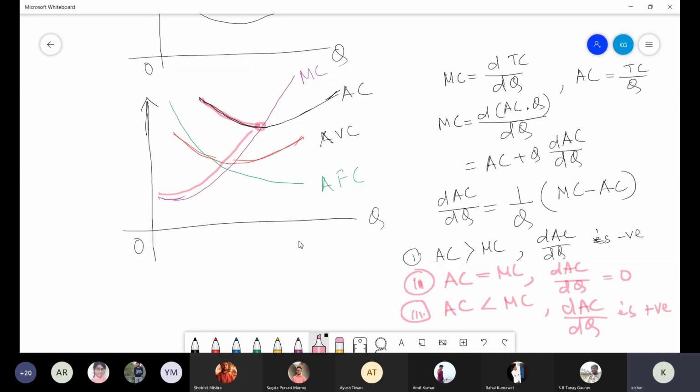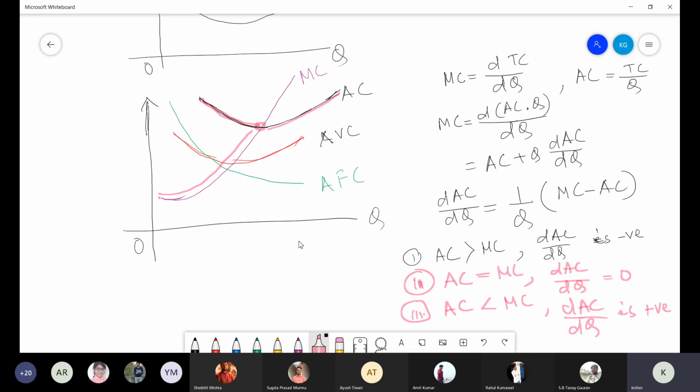After that one, the MC curve cuts your average cost curve. So MC is for a different level of Q. For any value of Q, the MC value is more than AC. And ultimately, what is happening immediately? Your AC curve becomes positively sloped. Beyond that one, the AC slope is positive. So these are three possibilities.